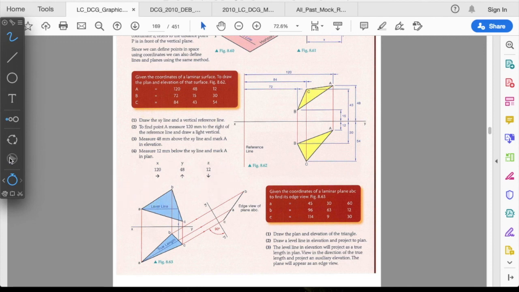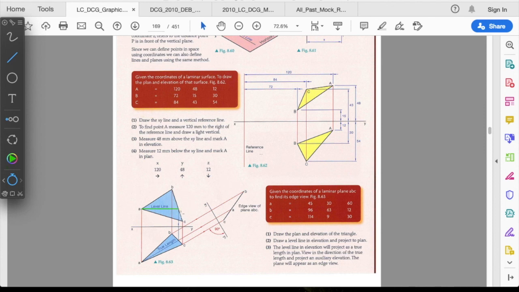Okay, now with this one, what we have for that level line is that I'm going to go up to the elevation here, because we know if we're going to draw a level line, it has to be in the elevation. Okay, because we only have a horizontal in the elevation, not in the plan. So what we do here is we go to the point that's in the middle of the laminar plane. So if you look at this, the highest is B, the lowest is C, A is in the middle. Okay, and the only reason we choose the one that's in the middle here is because when we draw the level line across, we'll get a second point over here. Okay, so we have another reference point there.